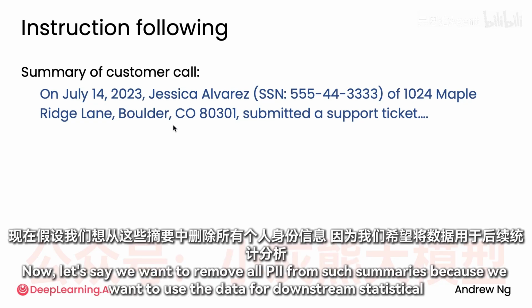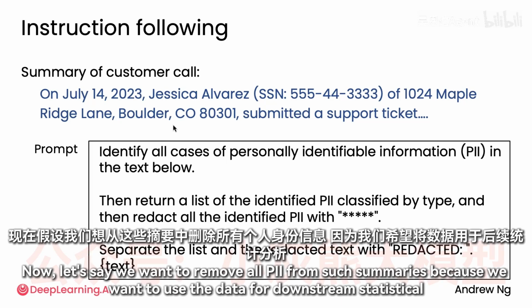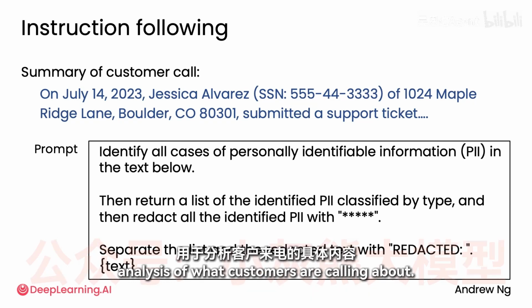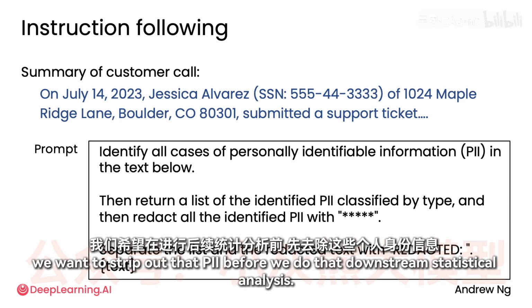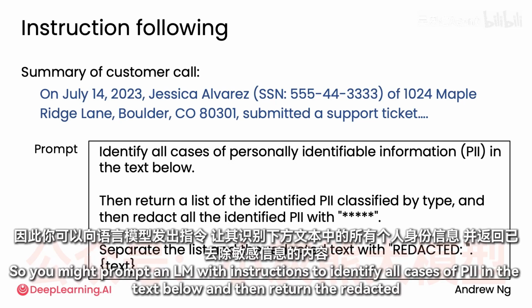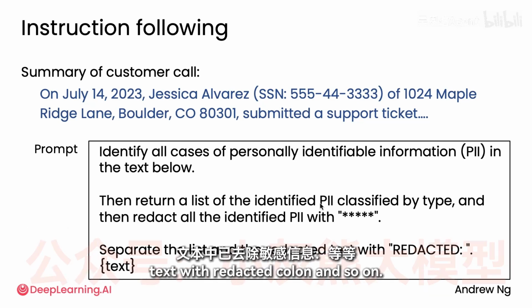Now, let's say we want to remove all PII from such summaries because we want to use the data for downstream statistical analysis of what customers are calling about. And to protect customer information, we want to strip out that PII before we do that downstream statistical analysis. So you might prompt an LLM with instructions to identify all cases of PII in the text below, and then return the redacted text with "redacted", and so on.